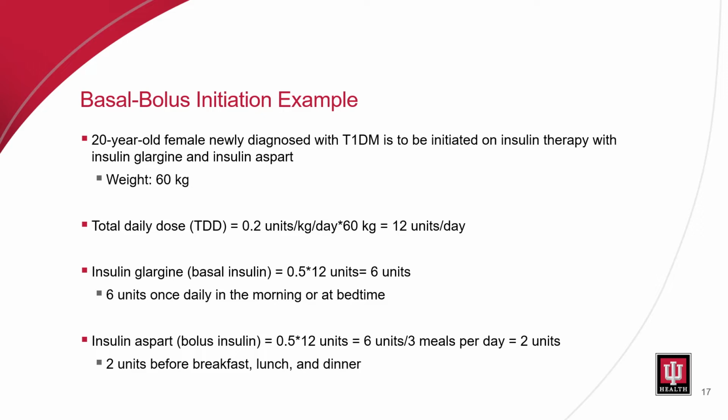Insulin aspart is going to be our bolus insulin, so we'll again take 0.5 or 50% of the 12 units to get 6 units of bolus insulin. However, then we need to divide it by the 3 meals that the patient eats per day, so she'll get 2 units with each meal. So 2 units before breakfast, lunch, and dinner will be her regimen of the aspart.